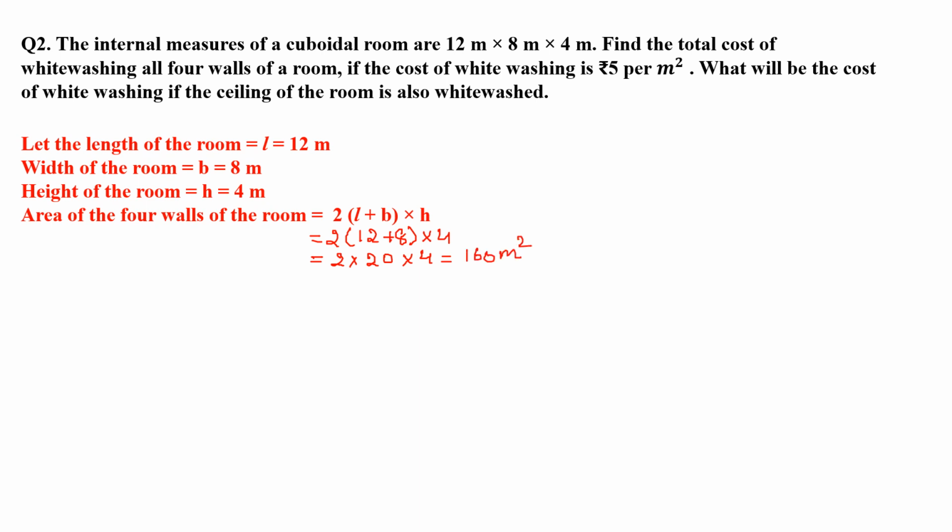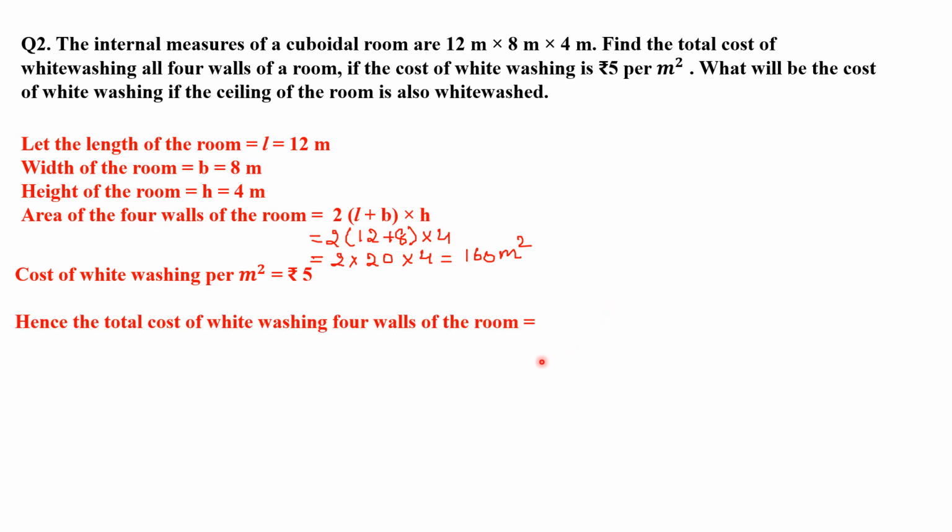So this much area you have to whitewash, and the cost is given as for 1 meter square you have to pay 5 rupees. So for 160 meter square, how much do you have to pay? You have to pay 160 multiplied by 5. Okay, so this will give you 800 rupees. So this is the answer for the first part of the question. Okay, this will be the cost of whitewashing all the walls of the room. Now later on, they decided that they want to whitewash the ceiling of the room also.